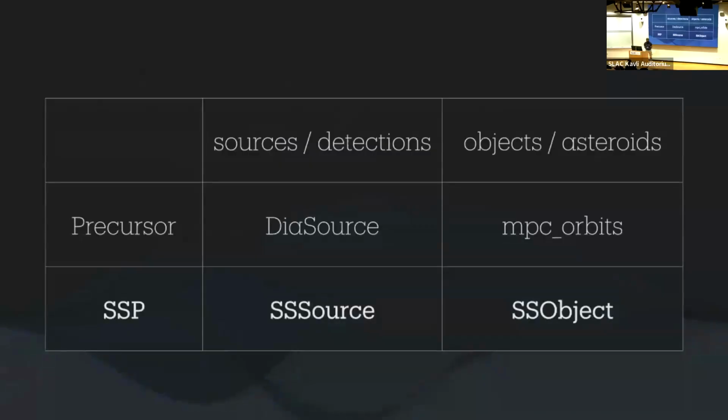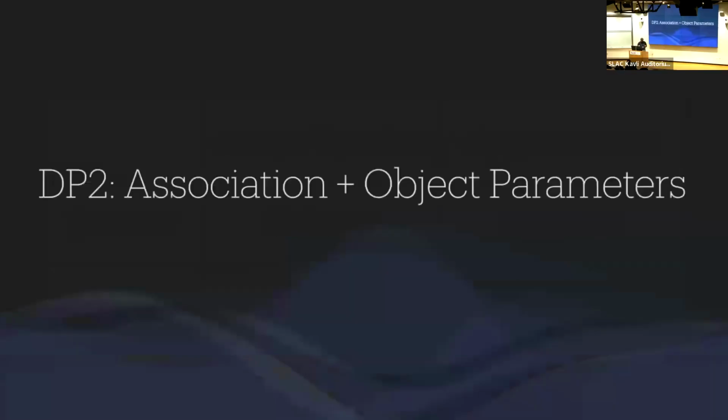So Data Preview 2 has a couple of solar system specific data sets. This is what we care about. The solar system sources. These are detections of solar system objects in a single image. Each solar system source has a corresponding DIA source. These are detections in difference images. And then we've got solar system objects. These are Minor Planet Center orbits that we have seen at least once, for which there exists at least one solar system source. The precursors here are DIA sources and MPC orbits, not produced by us, but very important for the rest of this talk.